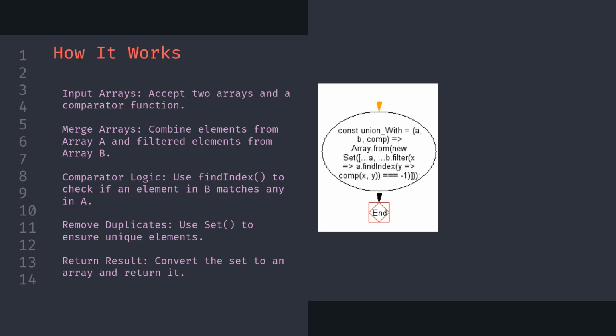Here's how the function works. We first accept the input arrays and the comparator function. We then use the comparator to identify unique elements in array B. We merge the unique elements into a set to ensure no duplicates, and then we convert the set to an array and return the final result.